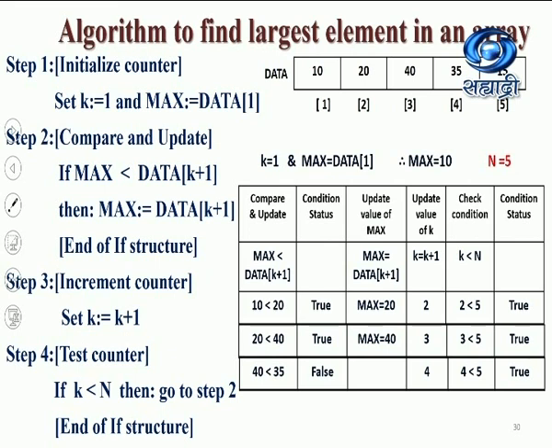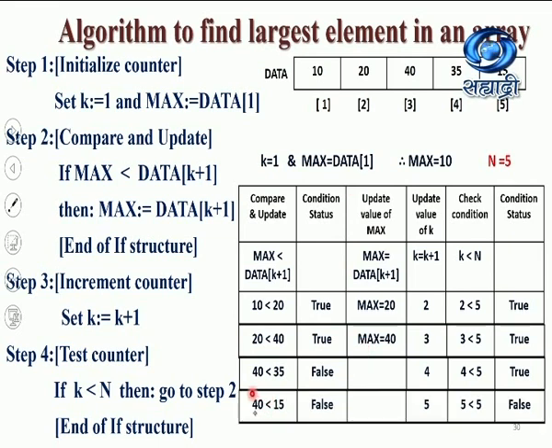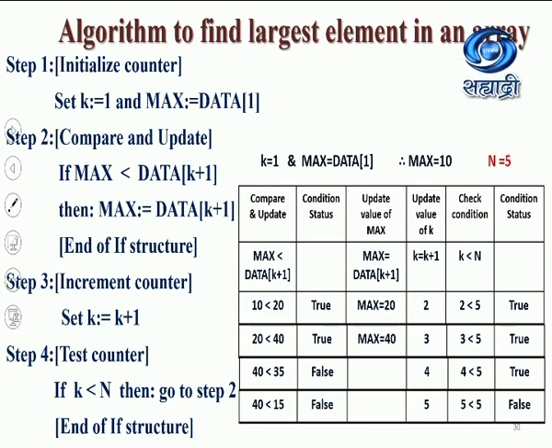That 40 is compared with the next value, 35. The condition is false, so there is no update of the variable max. Go for the next value. Then compare the value of max with the last value, data of 5. Here you can see that the condition is false. Then update the counter. Counter is 5, not less than 5. This condition is false, so the loop will stop its execution. Then you have to specify the value stored in the variable max.